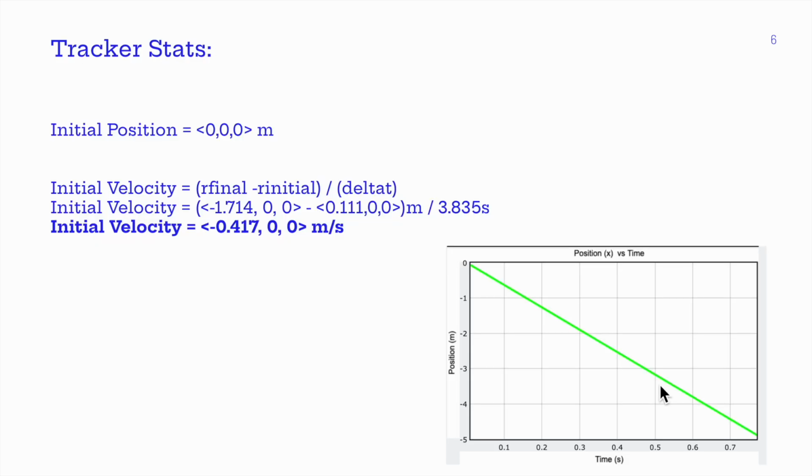So this is the video we recorded. Just please note that we flipped this video 90 degrees clockwise so that it shows the marker moving in the negative X direction for our purposes of this experiment. So the tracker stats are an initial position of 0, 0, 0. And we found the initial velocity by getting the change in X and the change in time in our tracker data. And we got an initial velocity of negative 0.417 meters per second in the X direction.